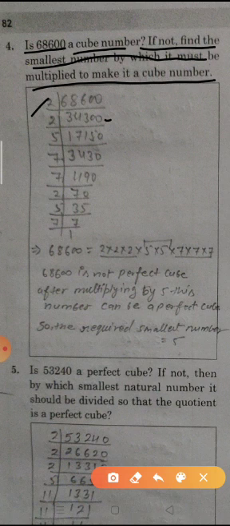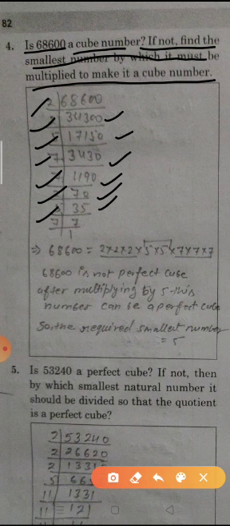Divide by 2, 34300; again divide by 2, 17150; divided by 5, 3430; divided by 7, 490; divided by 7, 70; divided by 2, 35; divided by 5, 7; divided by 7, 1.